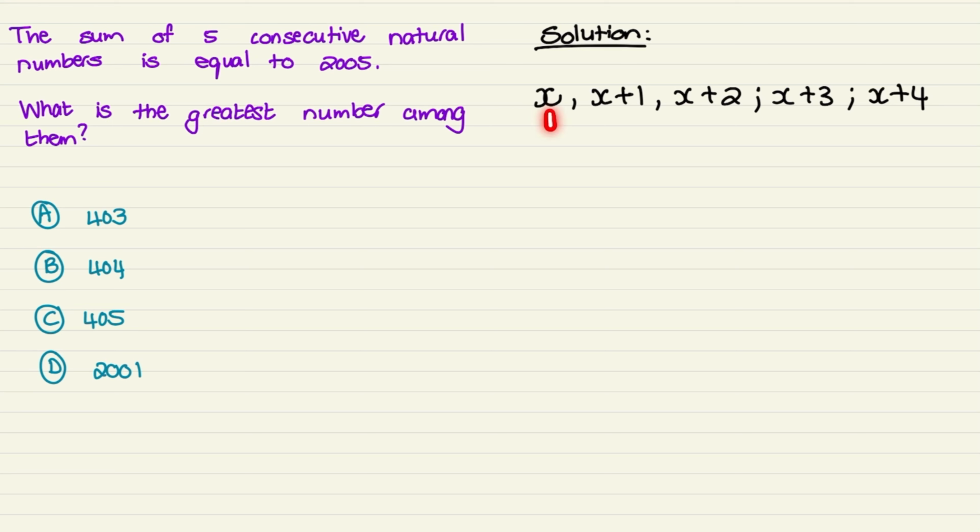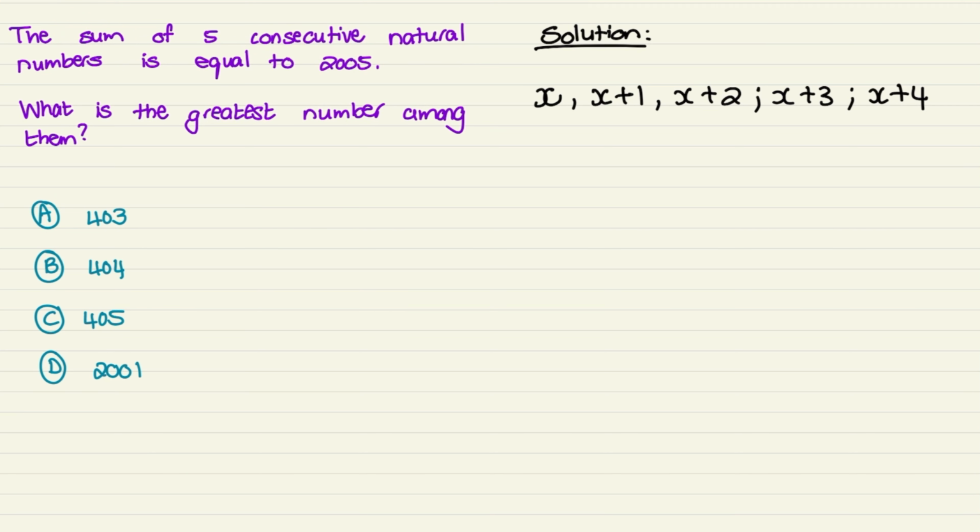Now x is our first number. Let's say, for example, x is 20. Then x plus 1 would be 21. X plus 2, 22, and goes all the way to x plus 4. Next, what we have is that the sum of these 5 consecutive natural numbers is equal to 2005.